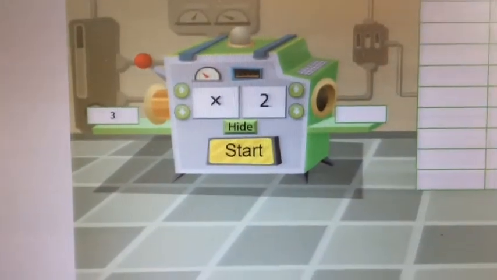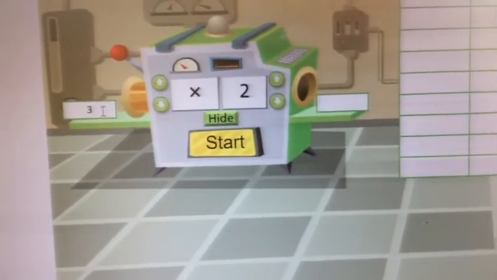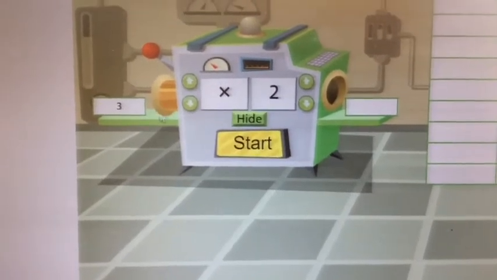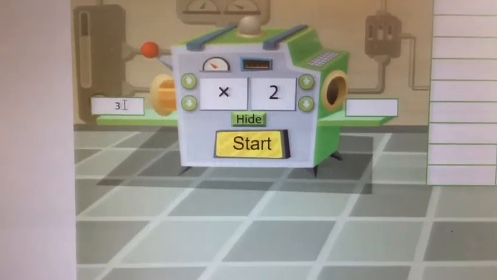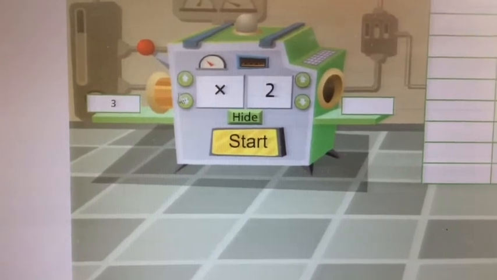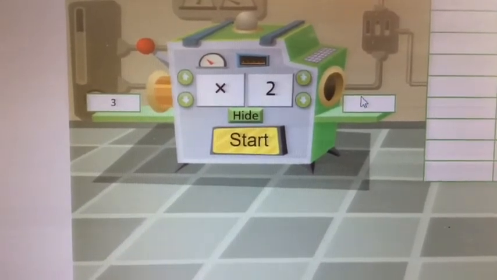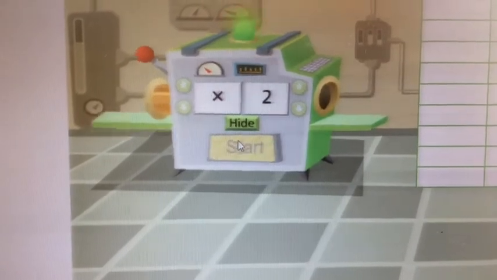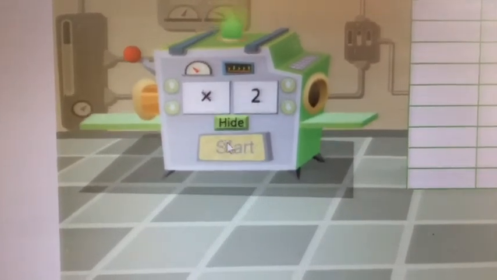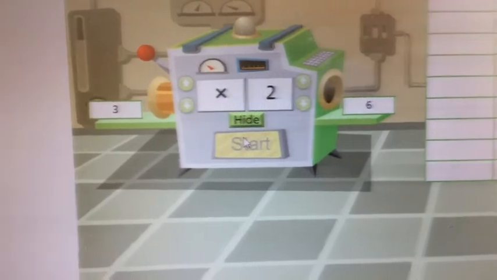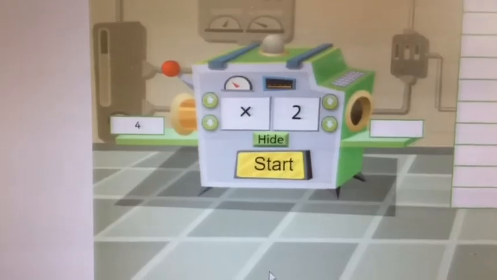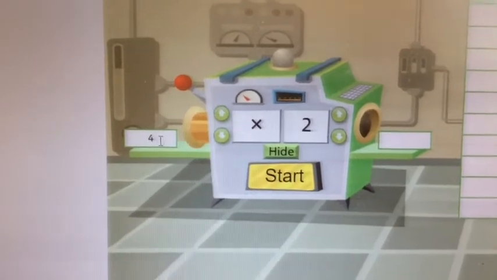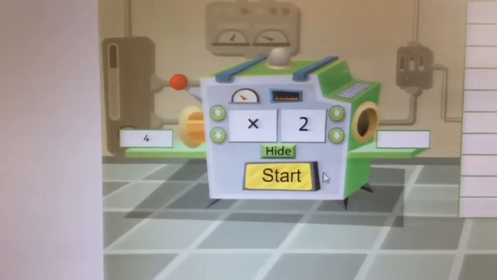Now we've got a very special machine here. It's going to multiply numbers for us by 2, or it's going to double them. So 3 is going to go in, by magic, it will pop out 3 times 2. Have a look. And 6 comes out. If we put 4 in, what do you think will come out the other side? The input is 4. What will the output be?